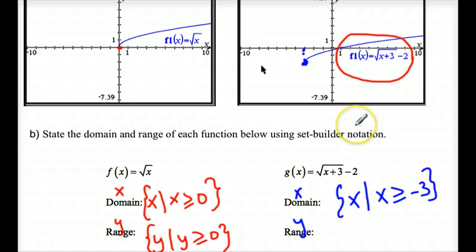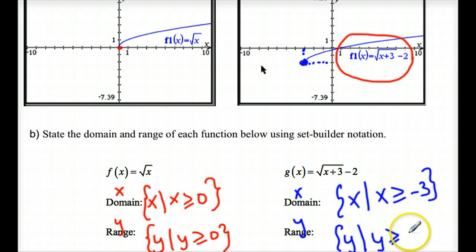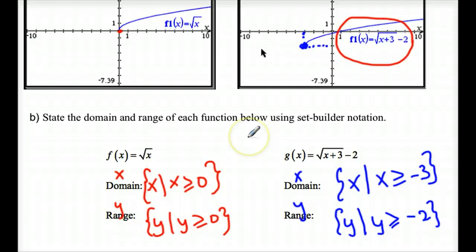Same goes with my range. The graph stops at this point, and because my range is my y, I'm going to go across this way, and this is actually -1, -2. So my range is going to be y such that y is greater than or equal to -2. And again, it's greater than because all my values for y are increasing after that.